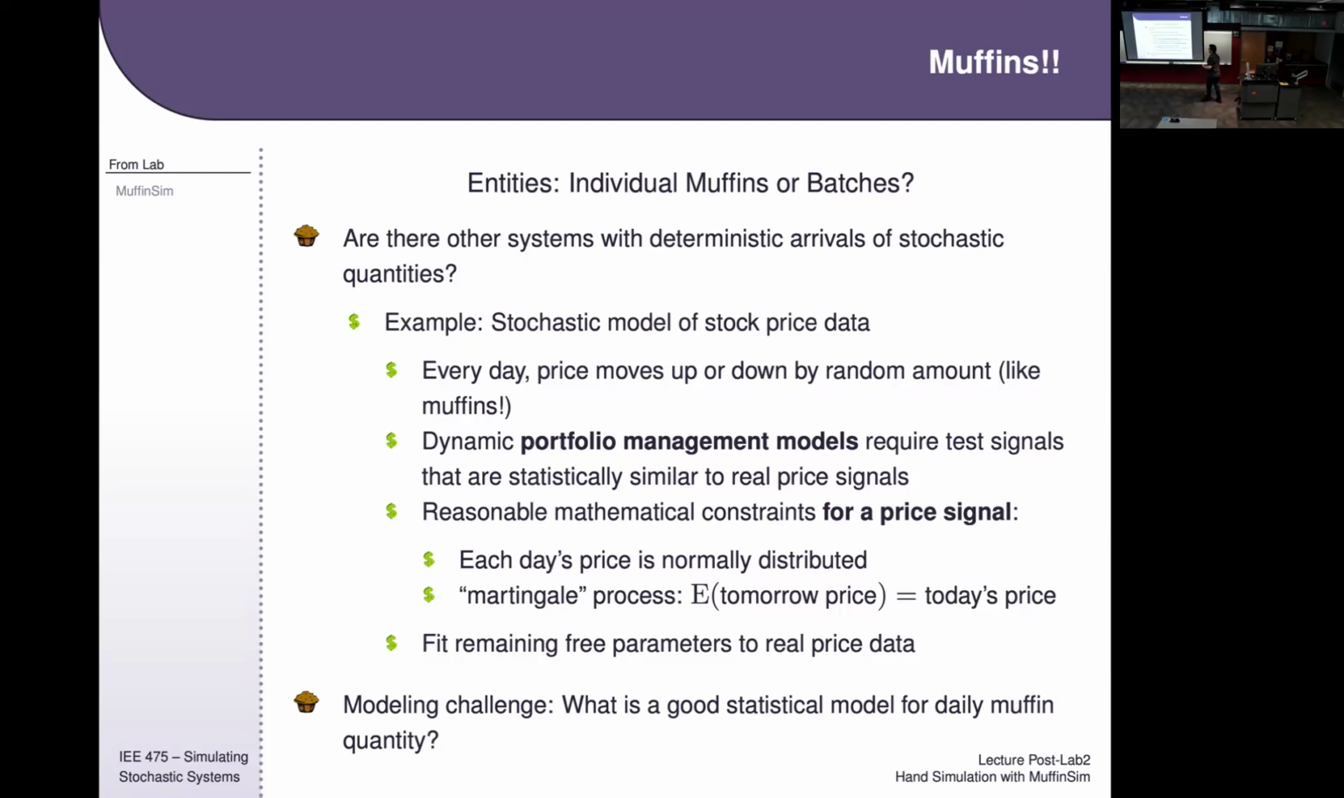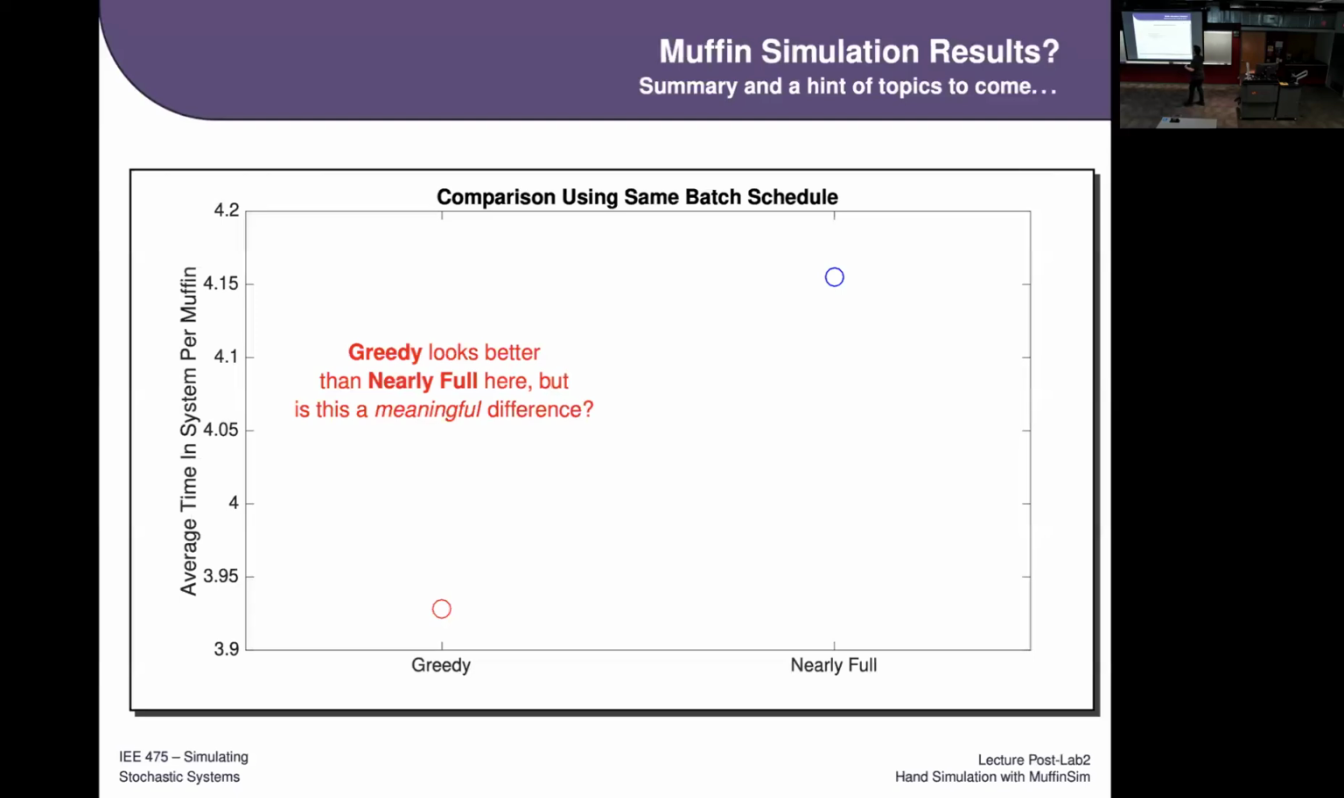There's all of this fancy modeling that's outside the scope of this class, called martingales, which are processes where the expected value of tomorrow's price equals today's price, and that's how we model this sort of variability. But that's another thing I want you to at least get a whiff of with this muffin simulation: this idea of a random thing happening on a deterministic clock. There are a lot of other systems that have that structure. But let's just focus on the muffin sim here.